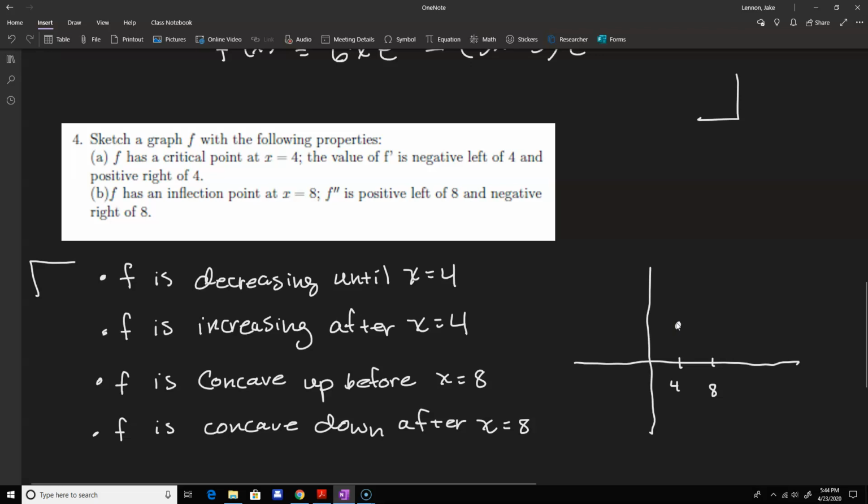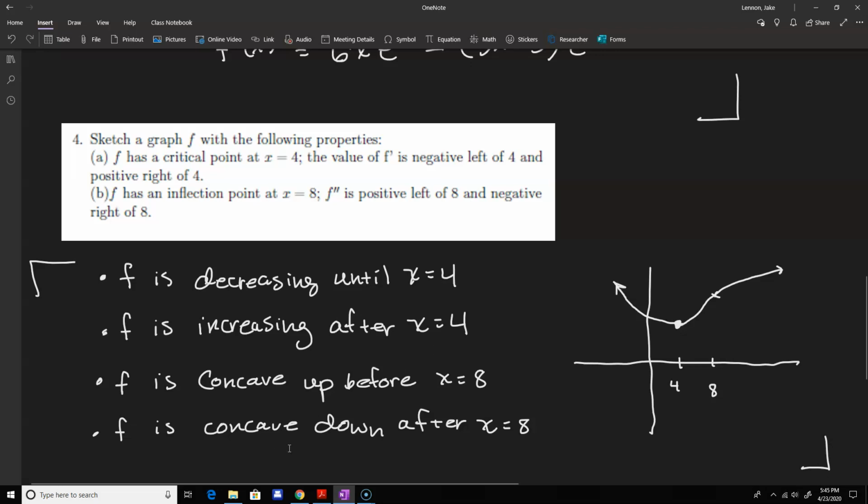and we have to maintain, so let's say we're decreasing, but we're concave up, so we've got this upward U shape, and then we need to increase after 4, and still maintain concave up, but then change to concave down, but continue increasing. So notice that this is kind of an inflection point. So what we end up getting is a local minimum at x equals 4, and then an inflection point at x equals 8. And that graph will do.